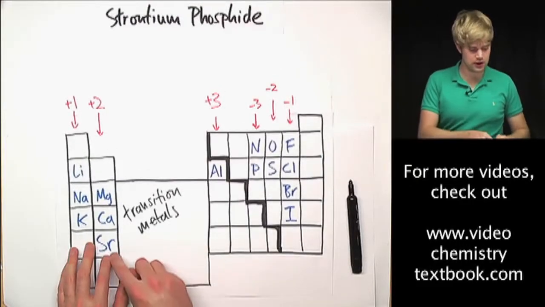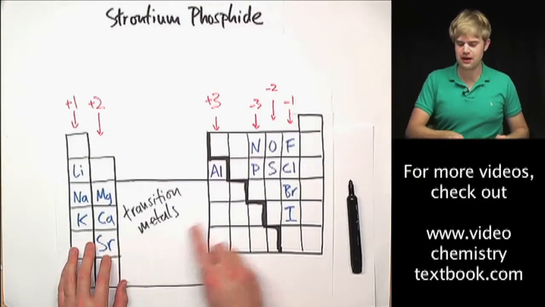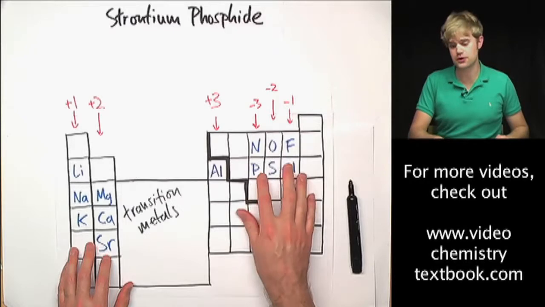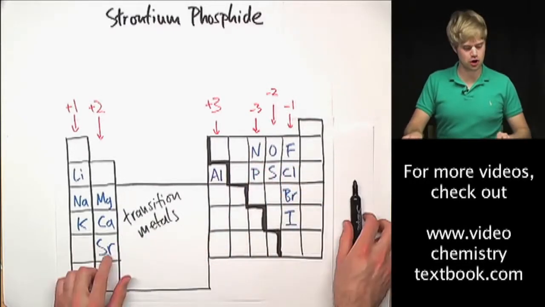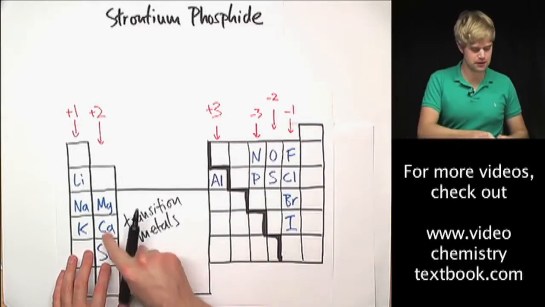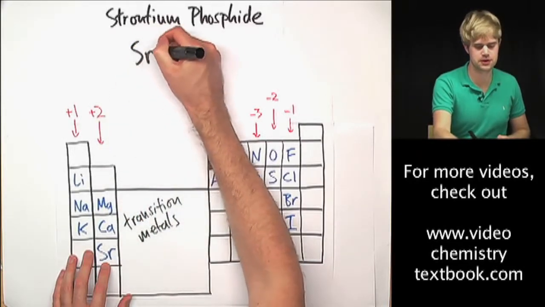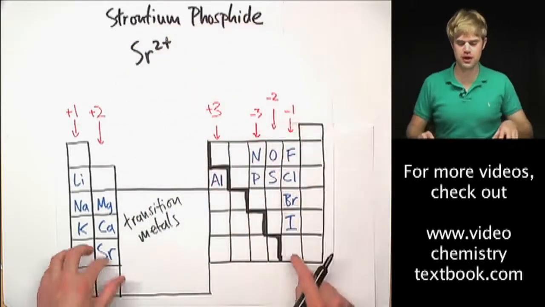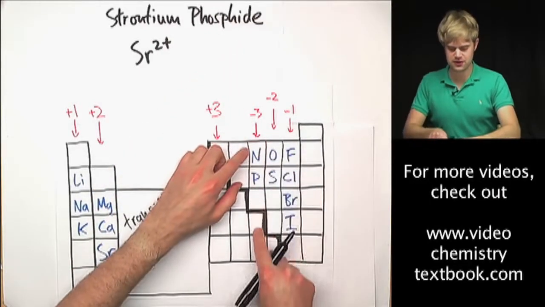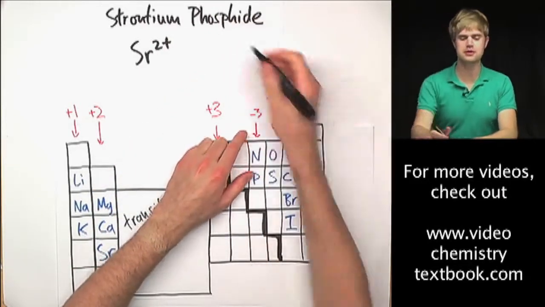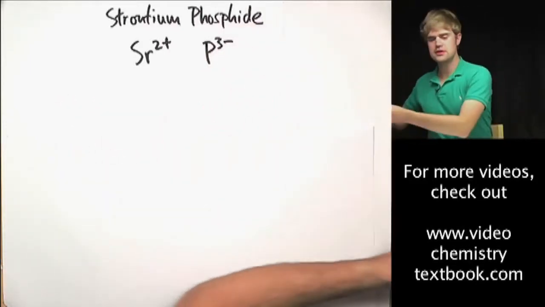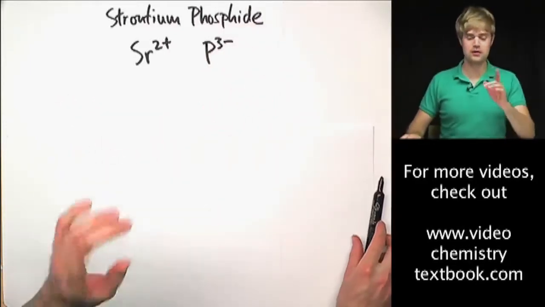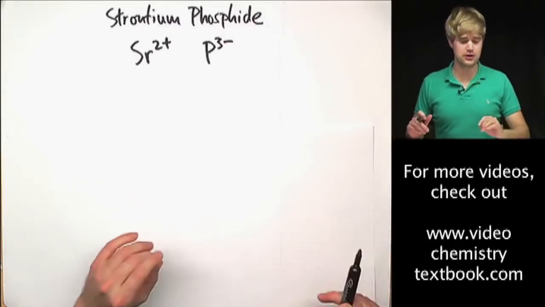Strontium Sr is right here. It's a metal. And phosphide is what we call phosphorus when it has a charge. So it's a nonmetal. Metal, nonmetal, charges are important. So strontium is in this column, which means that it's Sr2+. Phosphide, phosphorus, is in this column, which means that it has a charge of 3-. This is like one of the examples that we did previously. Here's how we do it.